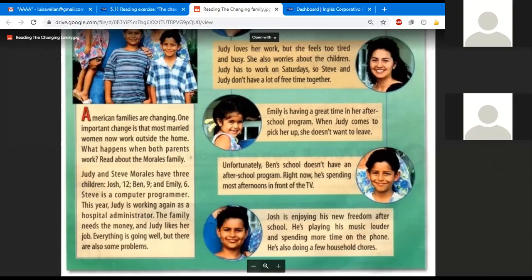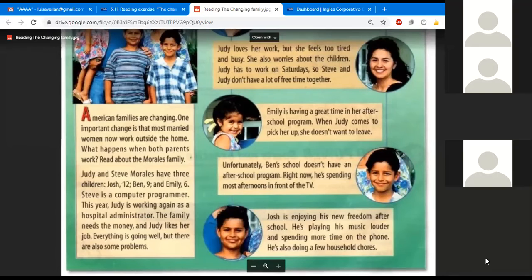Tatiana, read the next one, please. Josh. Josh is enjoying his new freedom after school. He's playing his music louder and spending more time on the phone. He's also doing a few household chores. Chores, correct. Household chores. So you see, this is another problem, right?